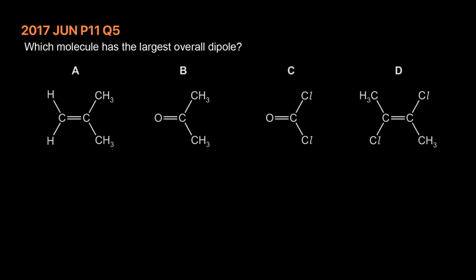So now in this question, the question is asking which molecule has the largest overall dipole. When they say largest overall dipole, what they mean is the largest difference in polarity between the ends. That's what you're going to focus on. So first of all, A is considered to be non-polar.